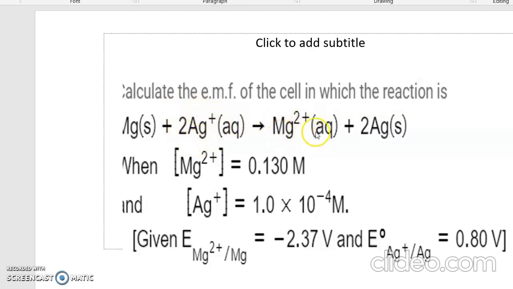So in the product side Mg2 plus ion is present. This part is very important. And Ag plus is present in the reactant side. Ag and Mg we are not going to involve these concentrations in the problem because they are in the solid state. In solid state, concentration becomes unity. This part you have to remember.